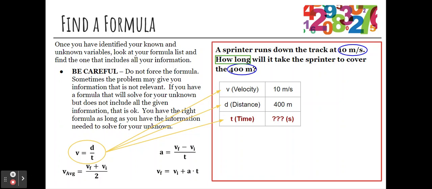There's no point in using any of the other three because I don't know the acceleration, or A. I don't have two velocity values, a V final and a V initial. So all of the other formulas have pieces of information in them that I do not have. So I'm not going to use those formulas. I am instead going to use the one that fits my data.